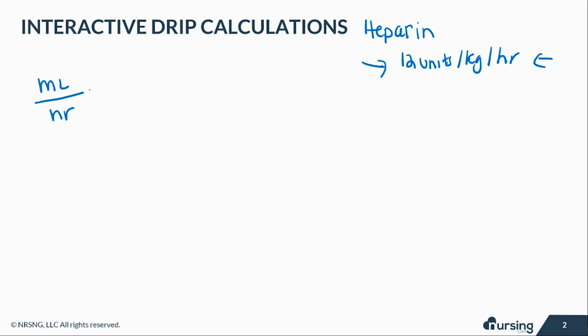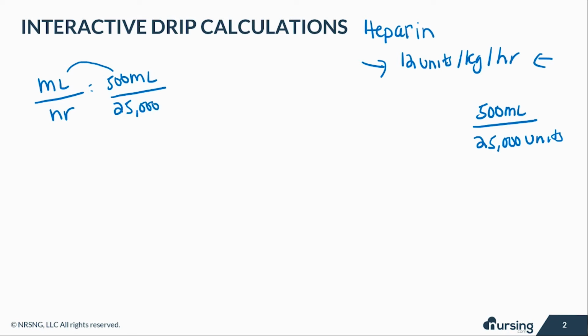So when a problem starts out with milliliters per hour, I always need to put milliliters first in my next little section. So in order to do that, I need to know what's available. Usually heparin comes in a 500 ml bag and it contains 25,000 units of heparin in it. So I'm going to put 500 milliliters over 25,000 units.